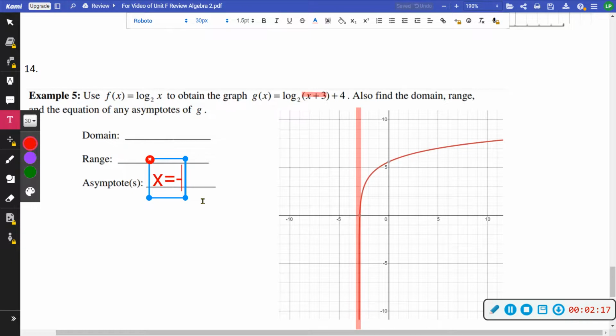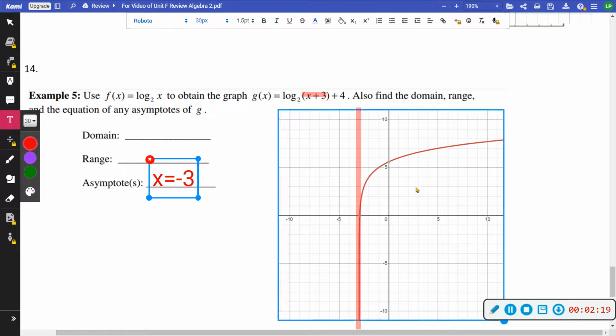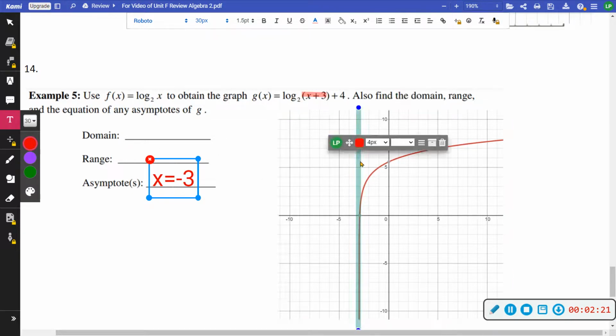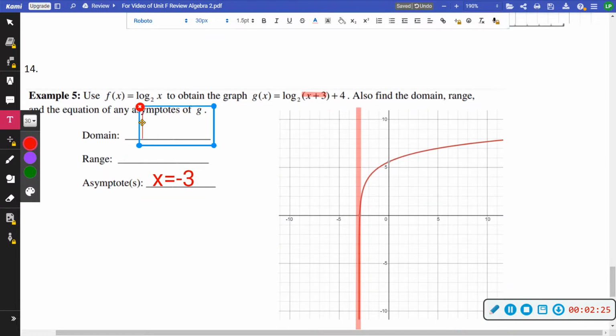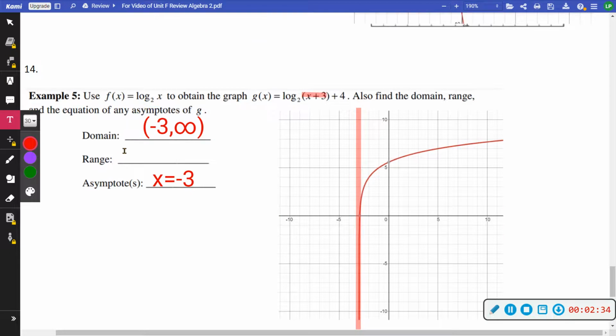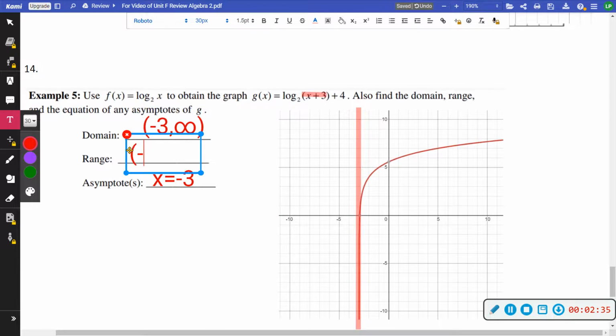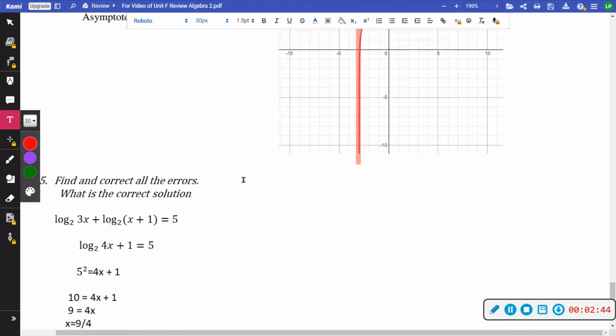Okay, so that's x equals -3, which means the domain is going to be everything bigger than -3. So the way I would write that is -3 to infinity. Notice this goes down forever, it's going to go up forever. So the range is going to be all real numbers, or negative infinity to infinity. Okay, so those aren't too bad.